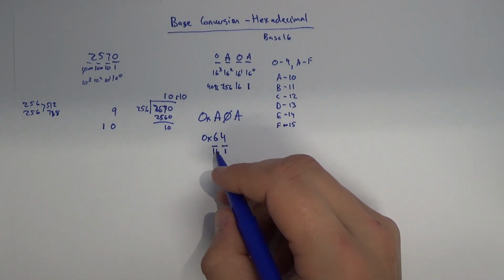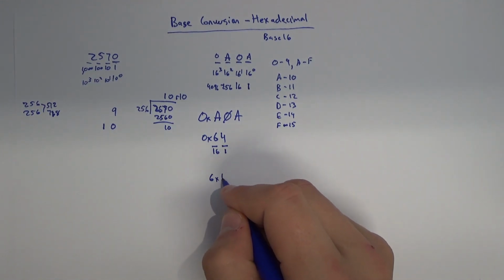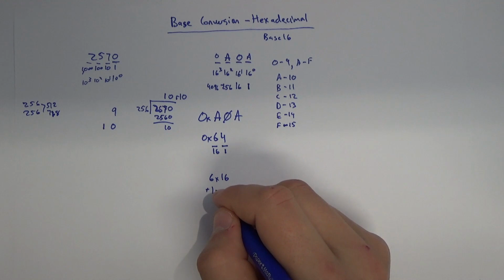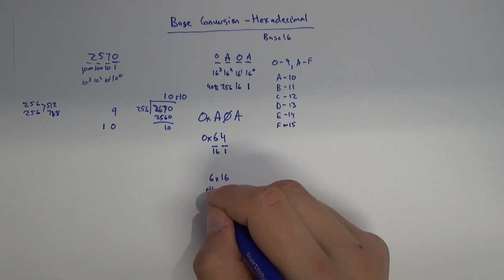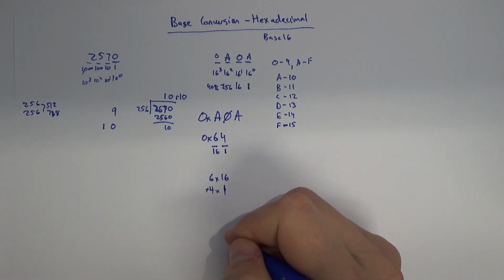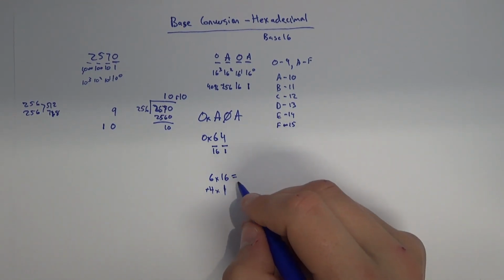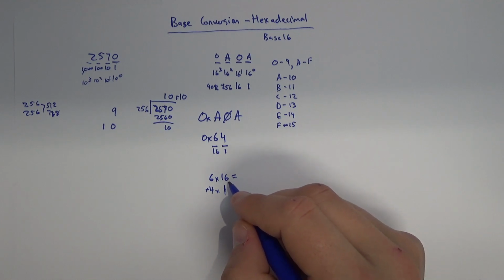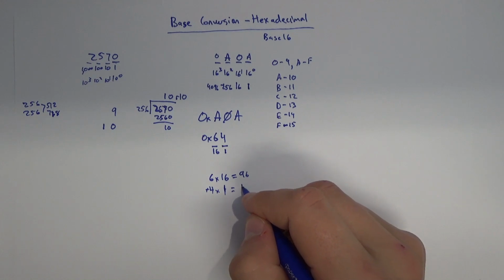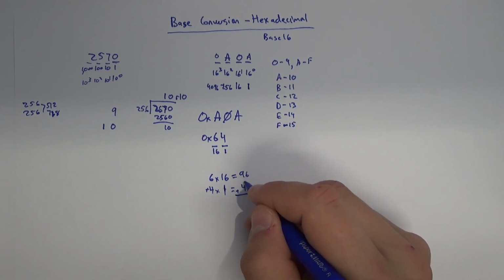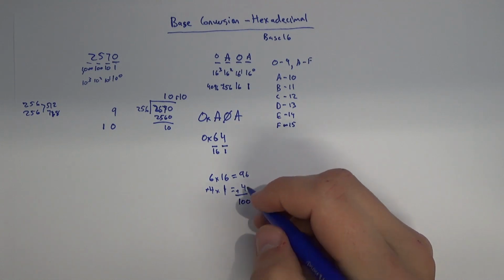Okay, so in order to add this up, this essentially is saying 6 times 16 plus 4 times 1. Okay, so 6 times 16, do that real quick in my head, is 96. And 4 times 1 is 4. Okay, we're going to add those two up, and 96 plus 4 is 100.